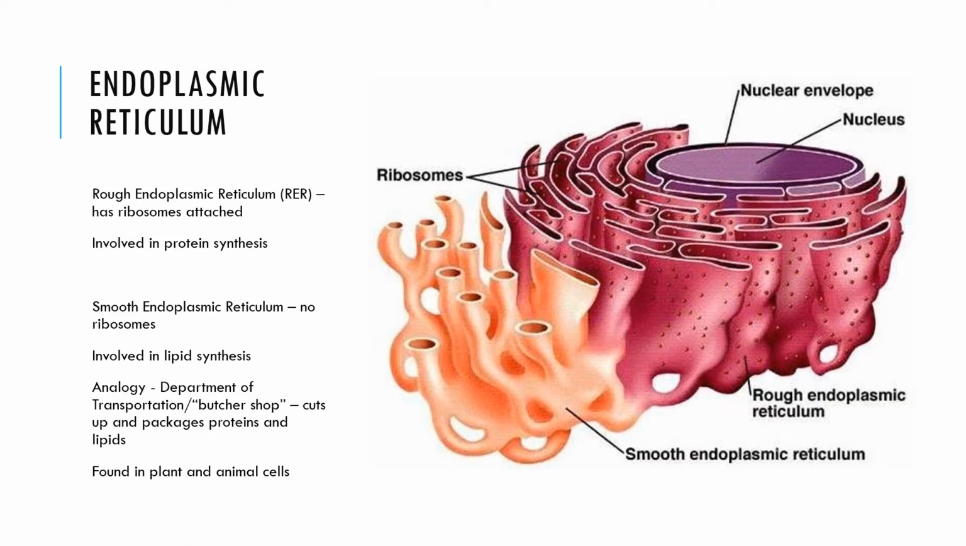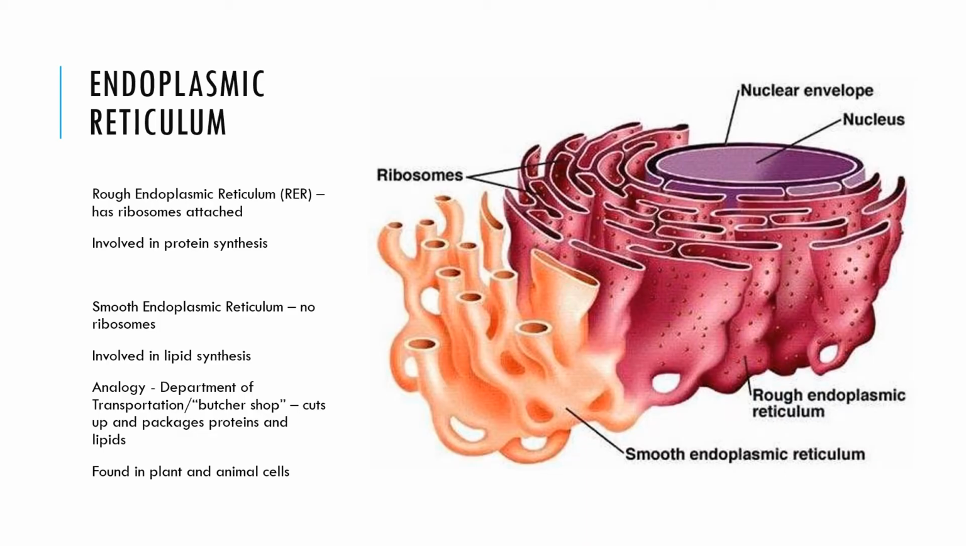The next organelle that we see is called the endoplasmic reticulum, and we have two types. First, we have the rough endoplasmic reticulum, and we call it rough because it has lots of ribosomes attached, giving it a rough outer appearance. Next, we have the smooth endoplasmic reticulum. It is similar in structure to the rough endoplasmic reticulum, but it does not have ribosomes attached.